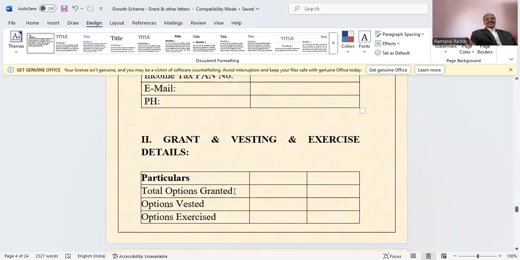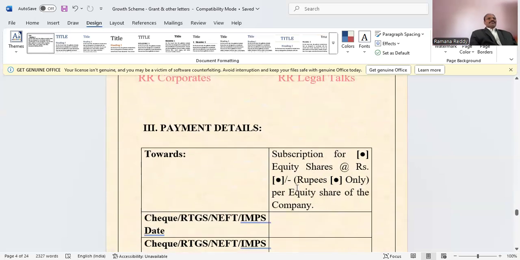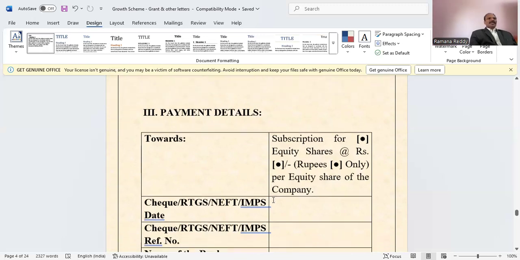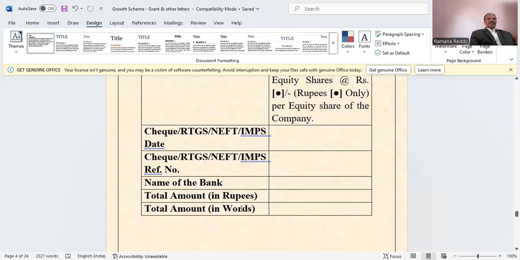Total options granted, options vested, and options exercised, all these details have to be given, because options granted will be one figure, and options vested will be another figure, because every year they will gradually vest. Options exercised will be different, because he may take all vested options or he may take a partial option. Then the payment details: how much amount is being paid? The subscription price per share per option will be 25 rupees or 10 rupees. It is predetermined. Whether it is cheque details or DD details, the name of the bank, the amount and the total amount.